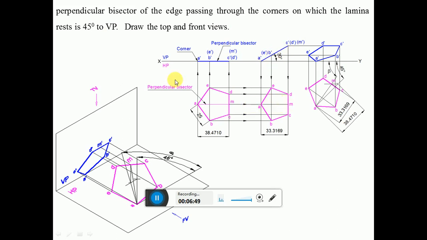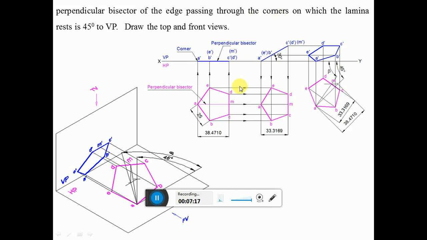Now the inclination given is the true inclination. So first, through the point, because A dash has to be on the corner which should never change, since he has given the true inclination, you draw a true inclination line of 45 degrees. Then measure the true length of that particular perpendicular bisector.